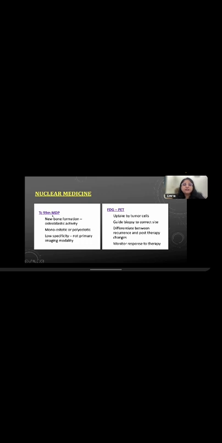Nuclear medicine technetium 99 scan helps us to see new bone formation activity. Whether the lesion is monostotic or polyostotic, that information we can get. However, it has low specificity. FDG PET obviously takes uptake by tumor cells. It guides biopsy to the correct site, and it can help to differentiate between recurrence and post-therapy changes and monitor response to therapy.